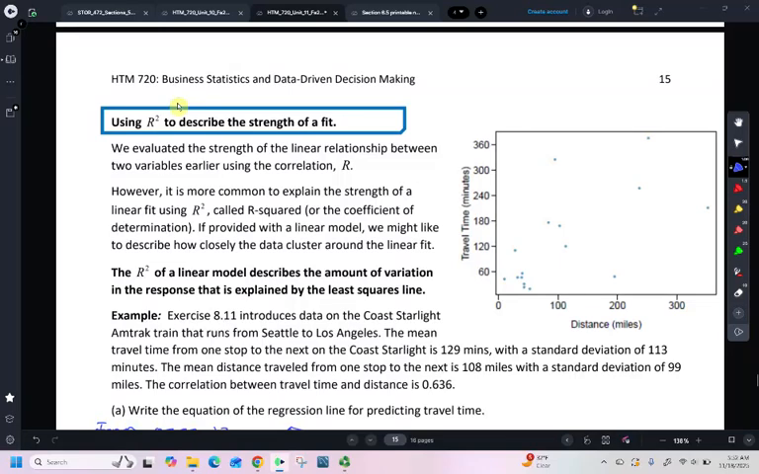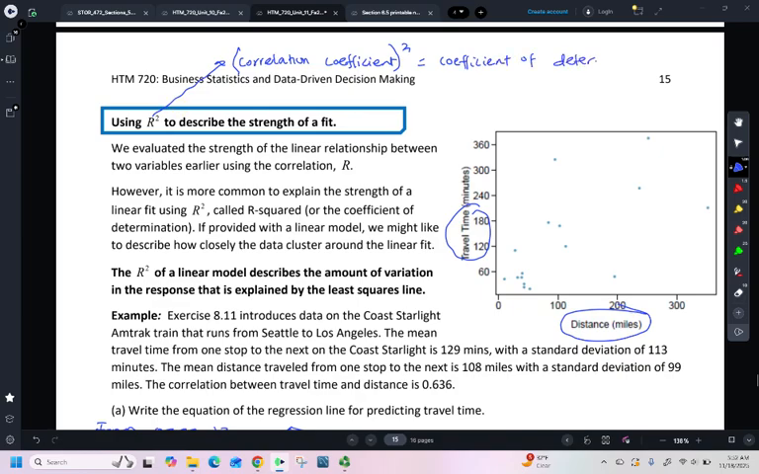We are going to talk about the square of the correlation coefficient. Remember, the correlation coefficient itself is very useful for measuring the strength of the relationship between your y variable and your x variable. But you see, when you square it, the resulting statistic is called the coefficient of determination.